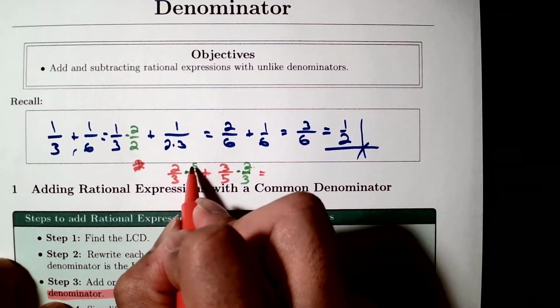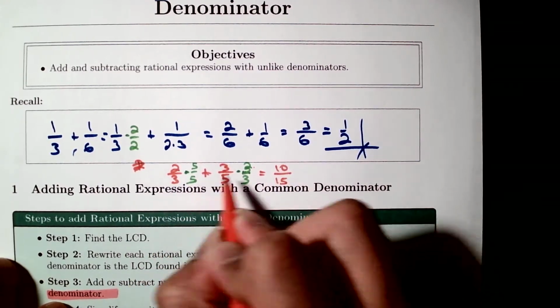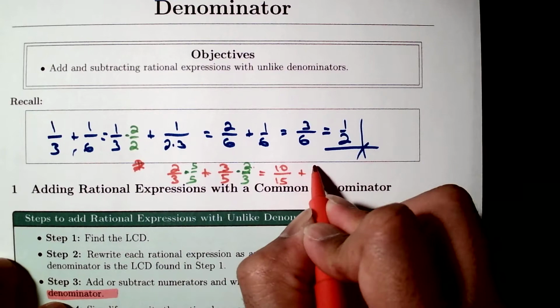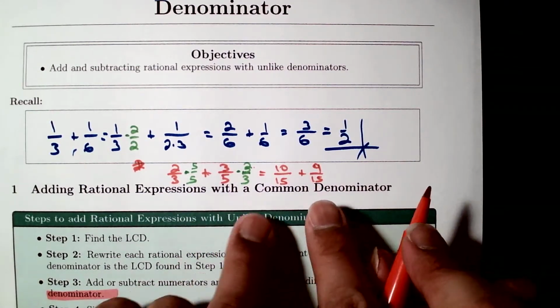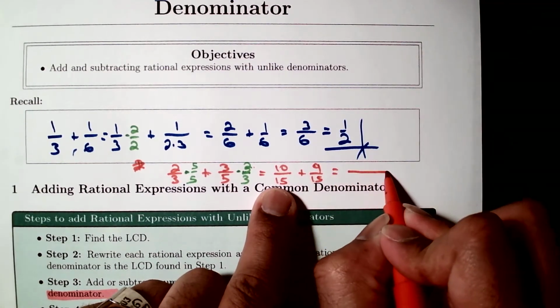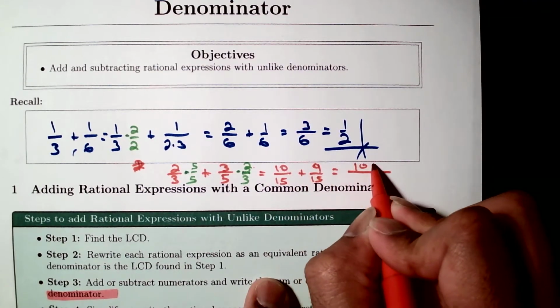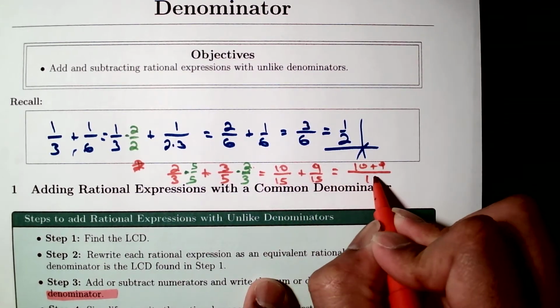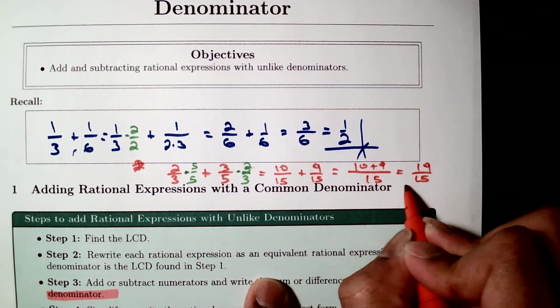So 2 times 5, which is 10, 3 times 5, which is 15, plus 3 times 3, which is 9, and 5 times 3, which is 15. And now we can combine these two together. Big bar, do the operation, 10 plus 9, divide by 15. So that's going to give us 19 over 15.